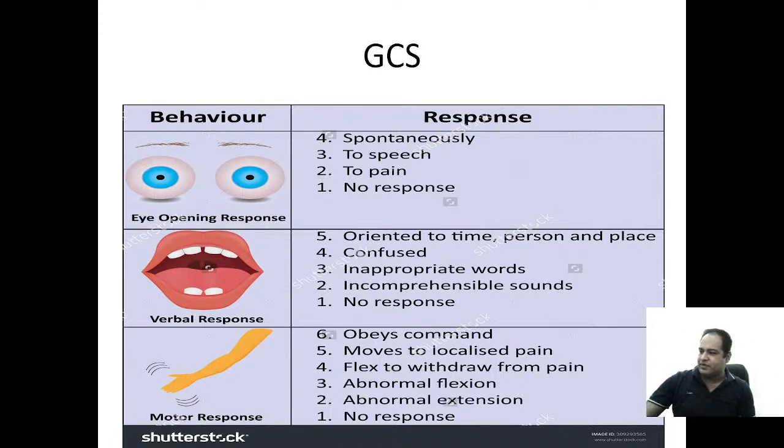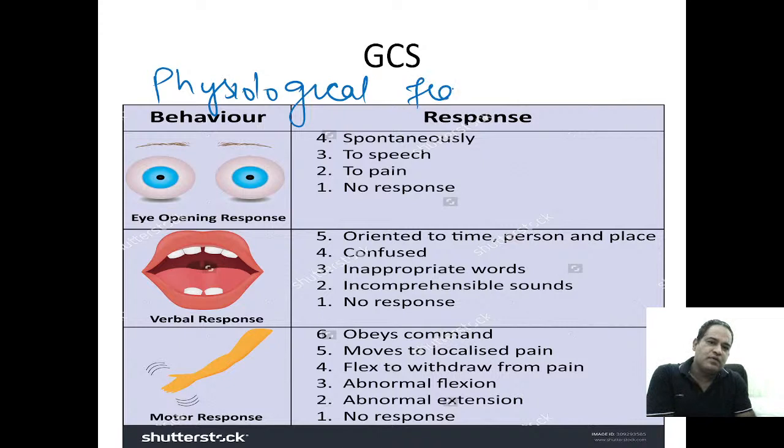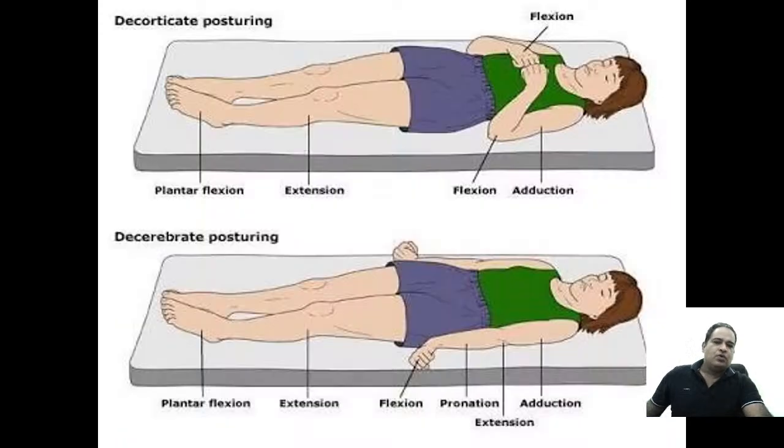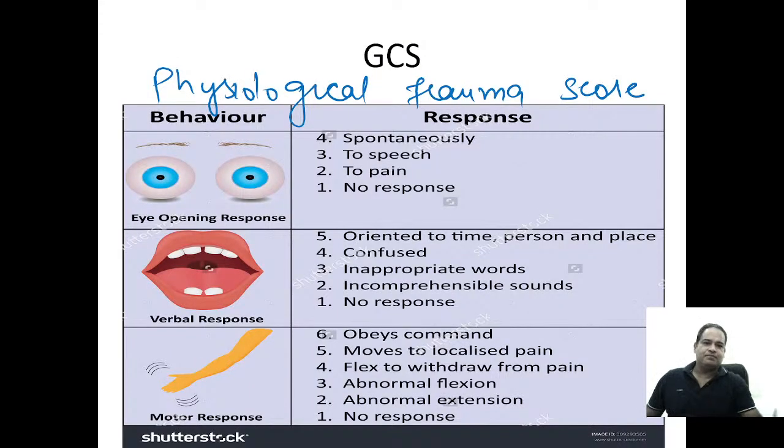Fine. GCS always has been your favorite topic. Now, the GCS. What kind of score is GCS? GCS, of course, is a physiological trauma score. Fine. Now, you see here. So there are 4 eye signs, 5 verbal signs, 6 motor signs.